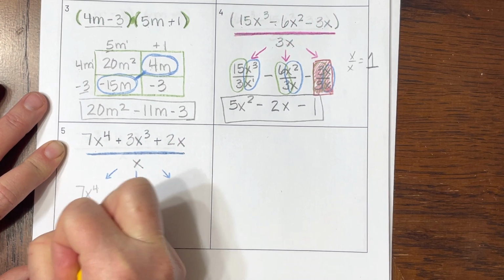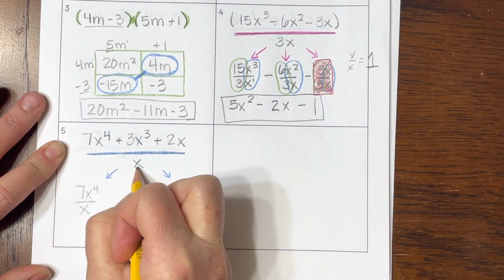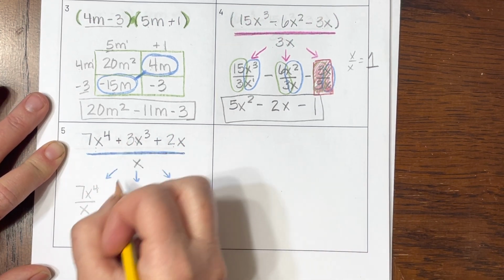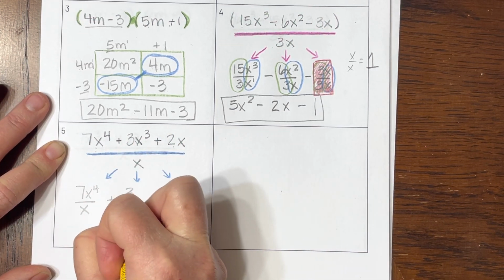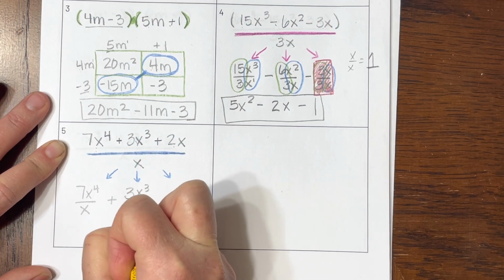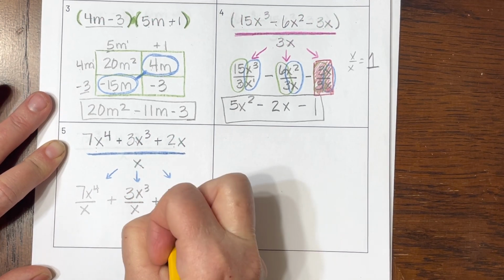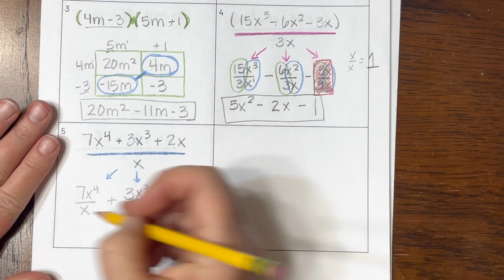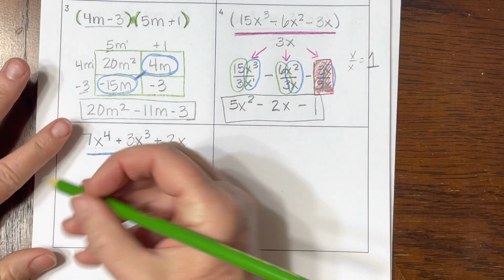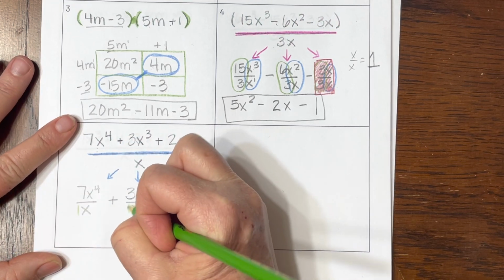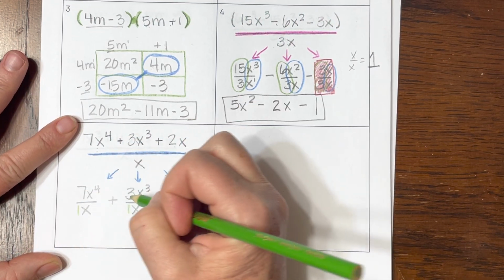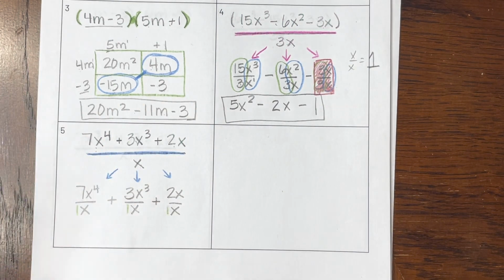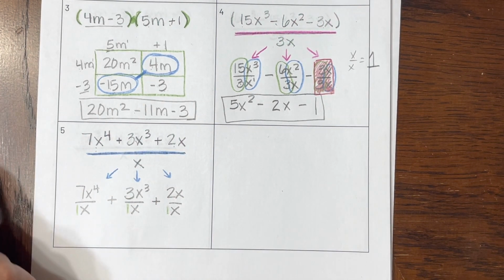7x to the 4th divided by x. Remember, this denominator is being distributed to every term in the numerator. I keep my positive sign. 3x cubed divided by x. And 2x divided by x. Now, the thing that I notice here, notice that my coefficients in the denominator are all 1. So essentially, my numerator stays the same because anytime you divide something by 1, it stays the same. So I don't really need to worry about my coefficients.